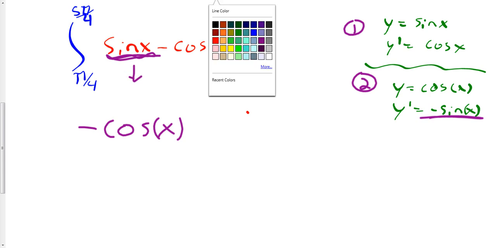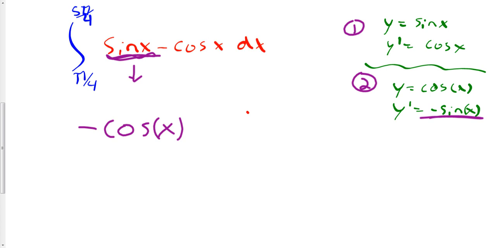Okay, moving on. Now we have to ask ourselves for this one, right? Negative cosine. Well, cosine is the derivative of what? That's the question. And that means we're looking at this. And that means negative cosine must have been the derivative of negative sine. So this is negative sine of x.